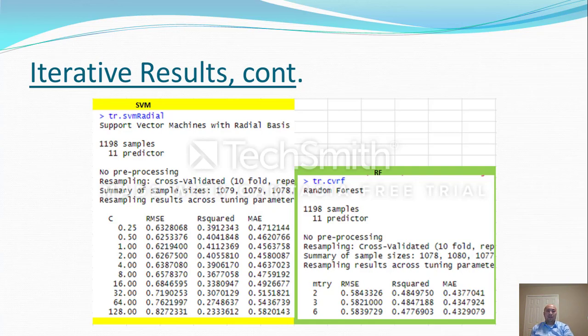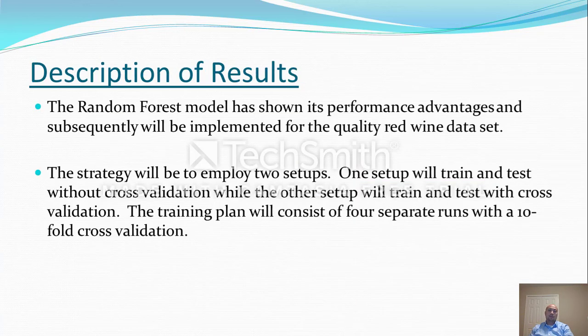Here's a comparison figure again for the SVM versus the random forest. And here's a description of the results. The random forest model has shown its performance advantages and subsequently will be implemented for the quality red wine dataset. The strategy will be to employ 2 setups. One setup will train and test without cross-validation, while the other setup will train and test with cross-validation. The training plan will consist of 4 separate runs with a 10-fold cross-validation.